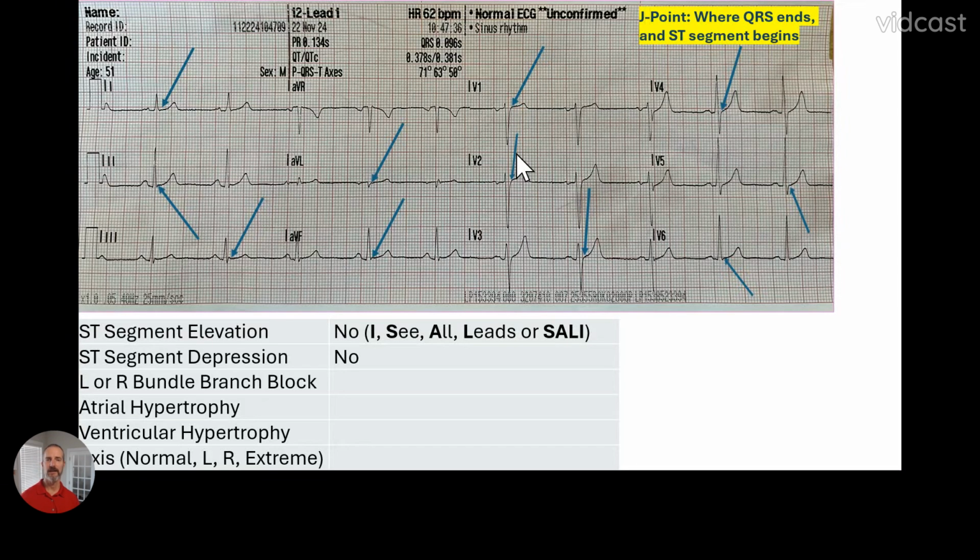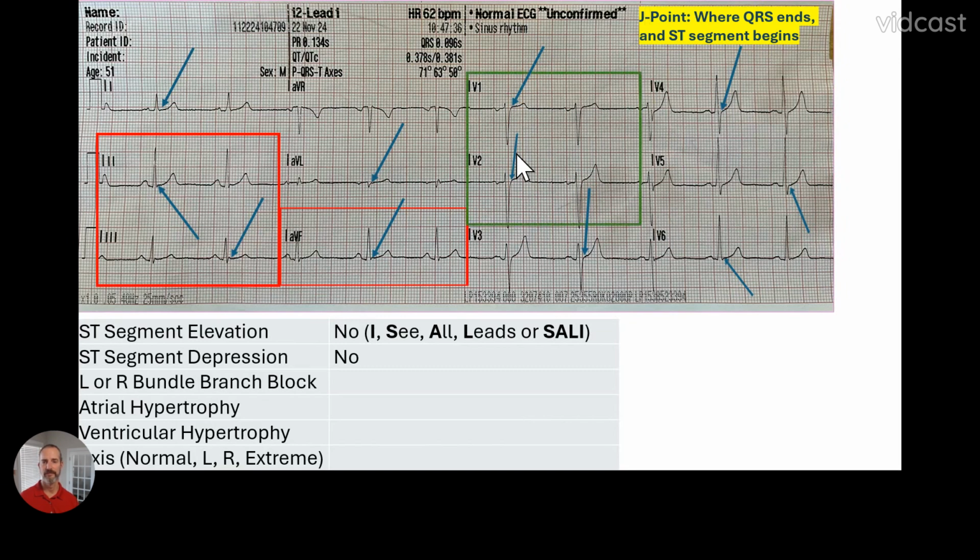You can see I have those blue arrows indicating the J point for each specific area. So you can pause the video and look at that and just make sure that you understand identifying the J point is crucial to determine if there is ST segment elevation or depression. All right, so we are going to use I See All Leads, meaning we start with the inferior region. There is no ST segment elevation or depression in those areas.